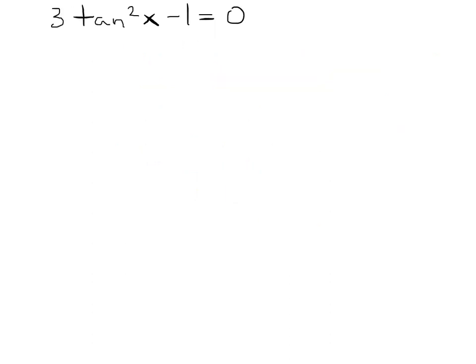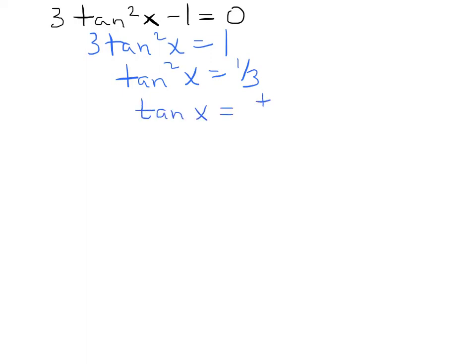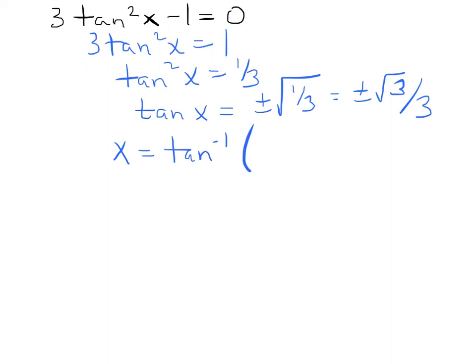Next equation, 3 tangent squared x minus 1 equals 0. Again, we need to get the trig function isolated. So 3 tangent squared x would equal 1, which means tangent squared x would be 1/3. And now to get rid of the square, I'm going to have to take the square root. So tangent of x is plus or minus the square root of 1/3, which is plus or minus square root of 3 over 3. So x is the inverse tangent of plus or minus square root of 3 divided by 3.